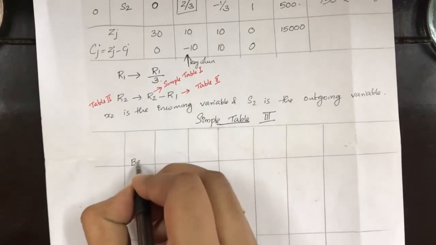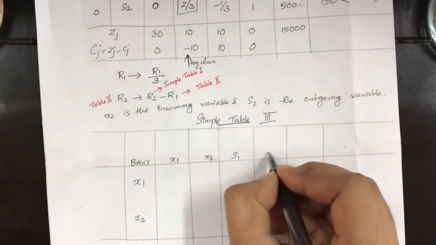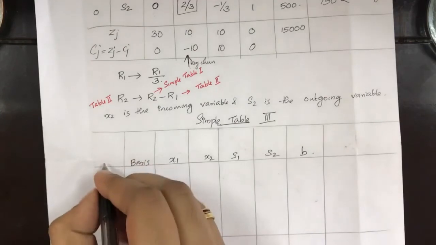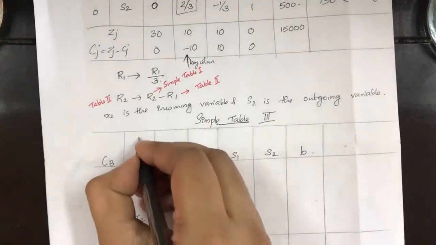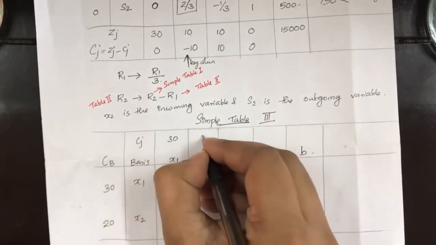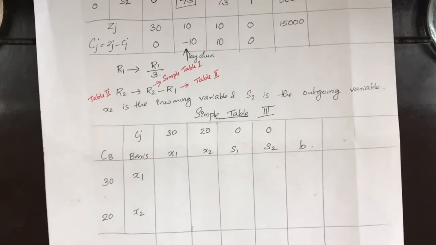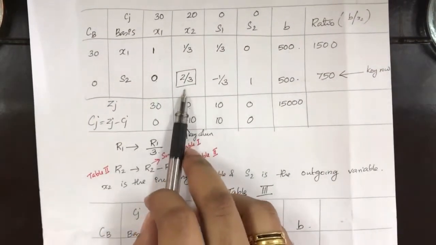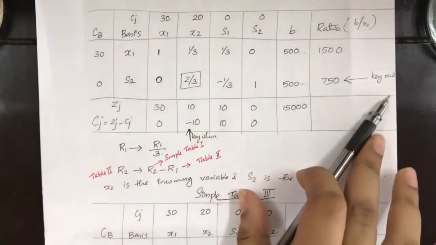So these are the bases: x1, x2, s1, s2, b. Then cb 30 and 20. Cj values 30, 20, 0, 0. Now I am going to make this 2 by 3 as 1. How can I make this 2 by 3 as 1? This is the row 2.